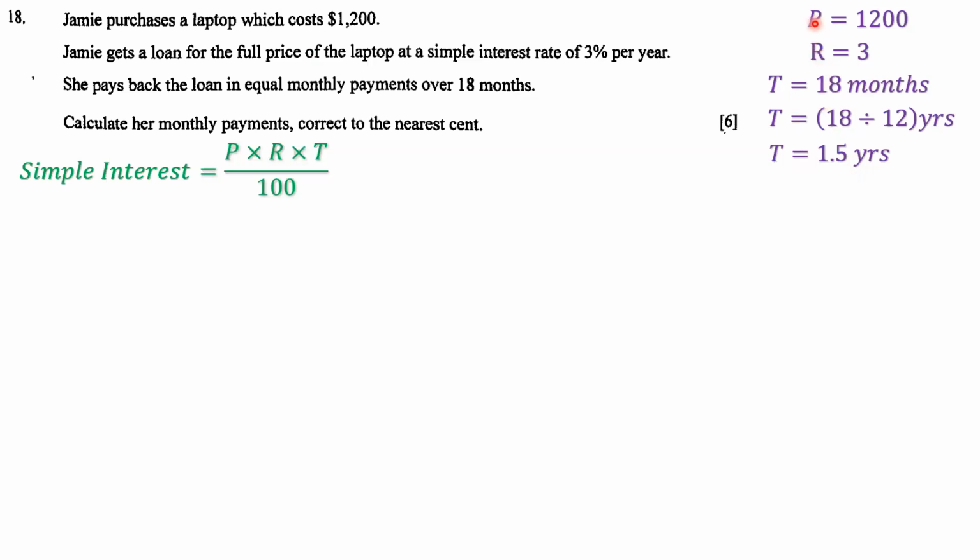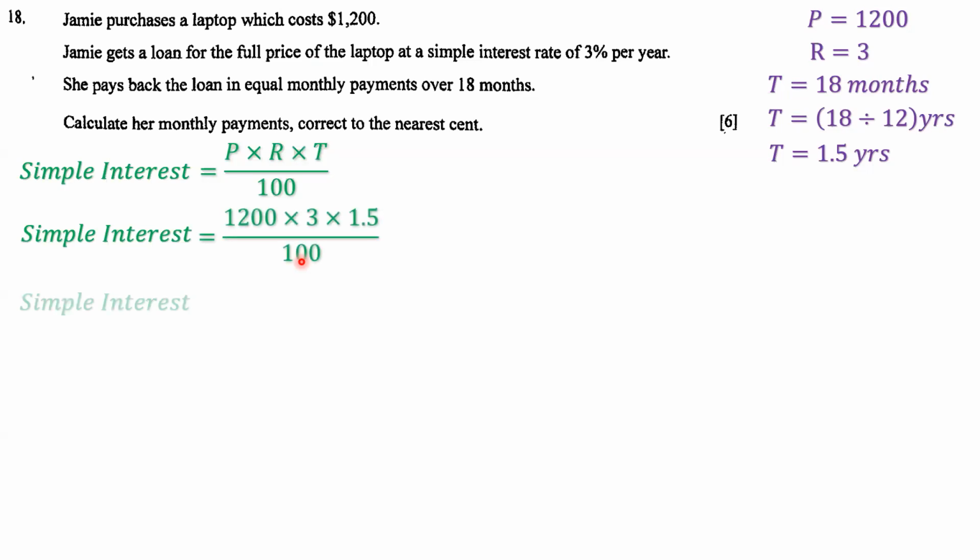We have the principal, which is 1,200. We have the rate, which is 3. We have the time, which is 1.5. Let's put it into the formula. 1,200 multiplied by 3, multiplied by 1.5, and divided by 100. So we have to multiply them. So the simple interest is going to be equal to 5,400, because 1,200 times 3 times 1.5 is going to be 5,400. Divided by 100, we're going to get 54. So 54 is our simple interest.